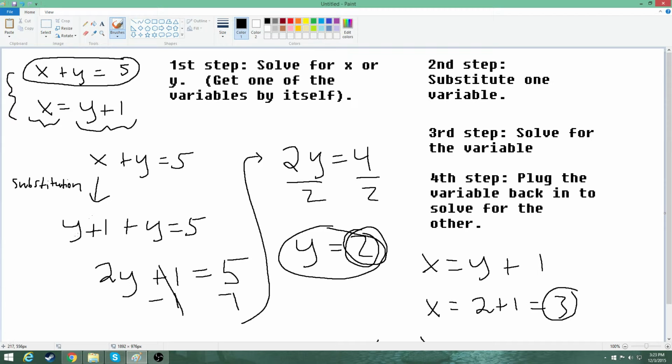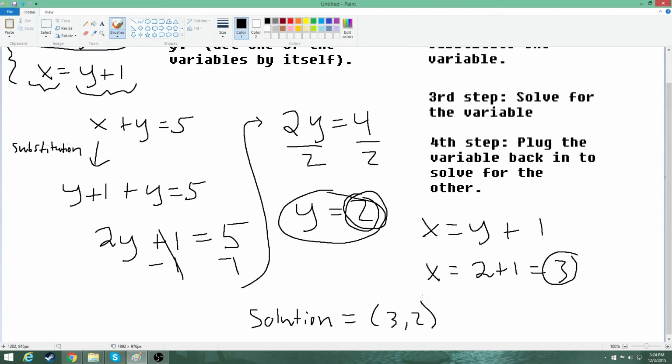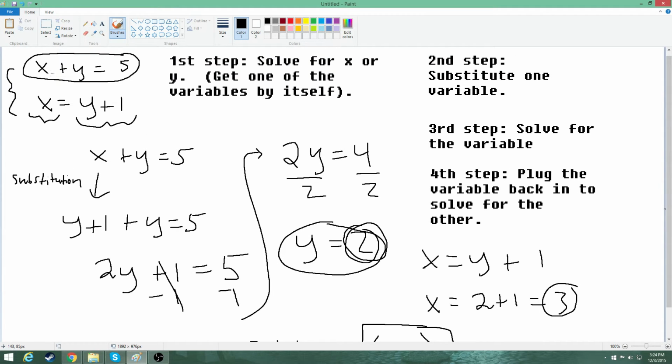Once we subbed it in, we solved for y, which was over here. And then we plugged y back into one of our original problems, and that gave us the other variable. All right, and finally, our solution is written like so. That means that these two lines, these lines at the very beginning of our problem, the ones in the top left, the x plus y equals 5 and the x equals y plus 1, if you plug 3 and 2 into each of them, then they are your solutions.